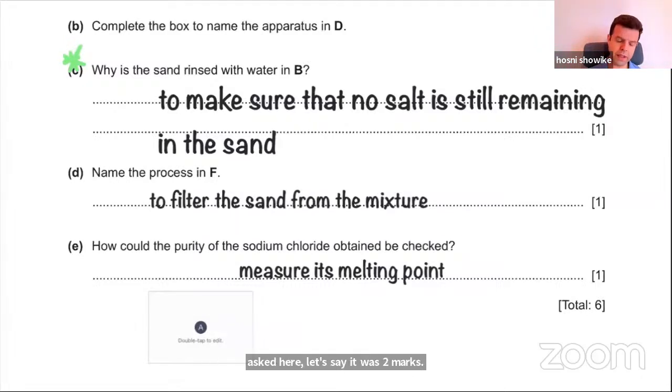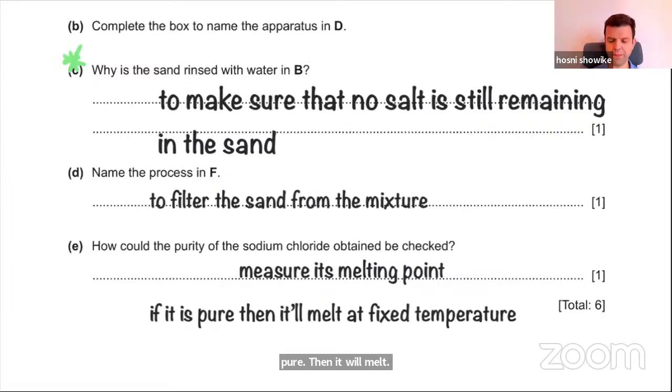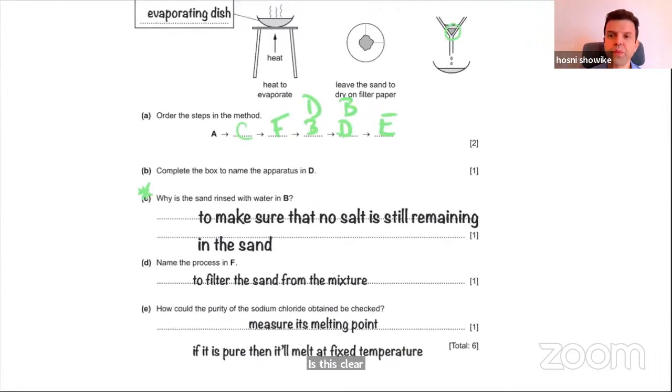I'd say, well, if it is pure, then it will melt at a fixed temperature. Okay. Is this clear? All right. So let's go to our next thing.